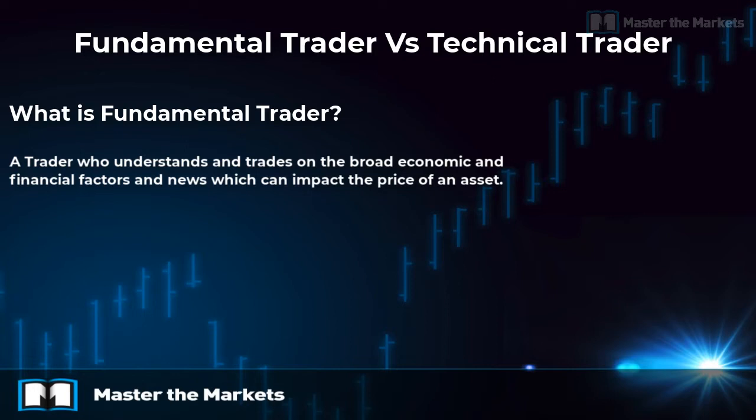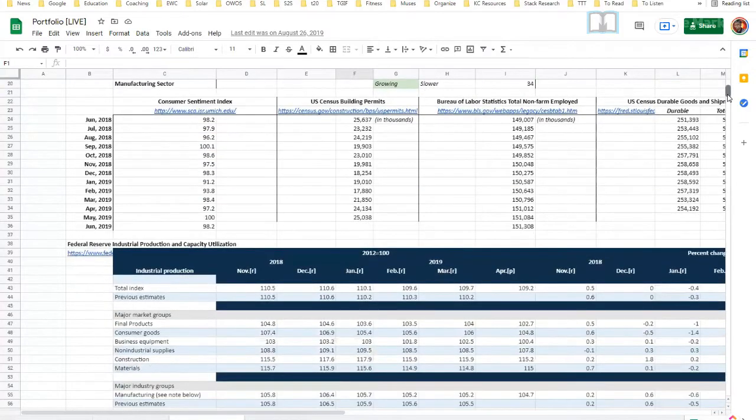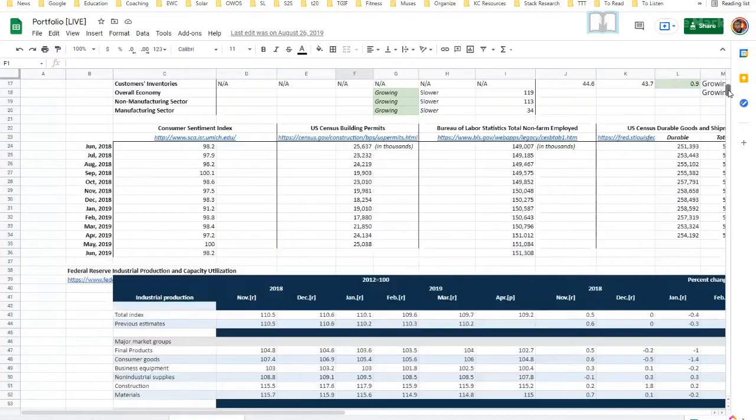To effectively trade on fundamentals, a trader would need to keep a close eye on such factors as the Institute for Supply Management's monthly manufacturing and non-manufacturing reports, the Bureau of Labor Statistics total non-farm payroll numbers, the US Census building permits, and the Consumer Sentiment Index, in addition to trade balance and interest rates, and depending on the asset traded, even environmental and weather patterns. As you guys can see here, quite a bit of numbers and probably some that went over many of your guys' heads, as it did for me when I first started doing this.